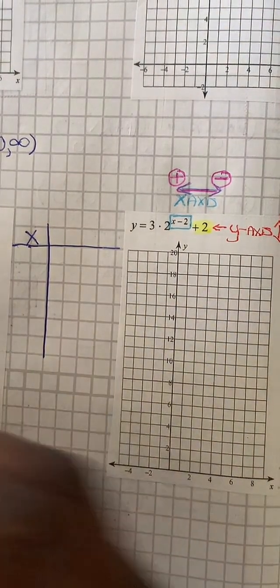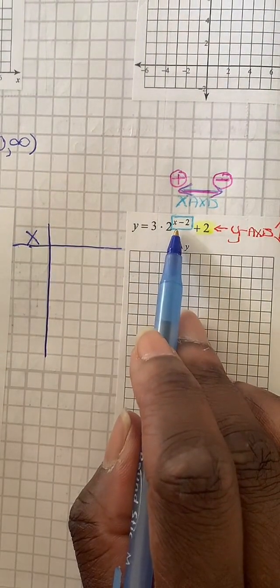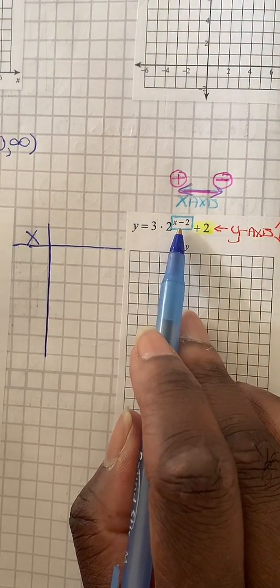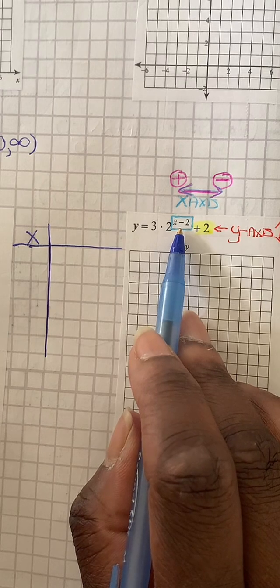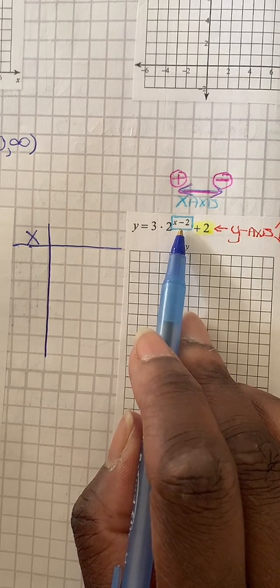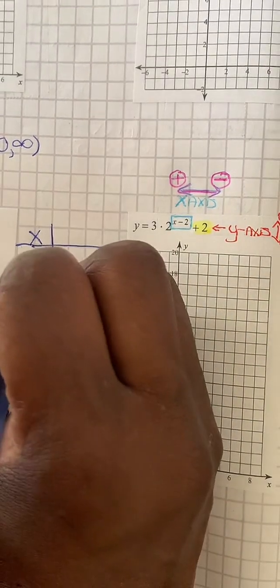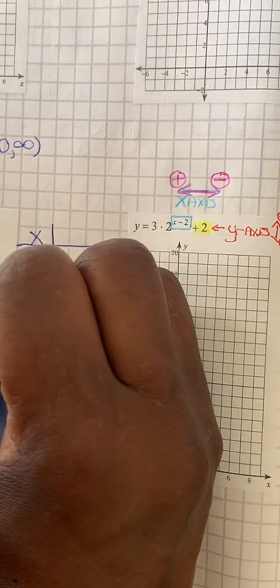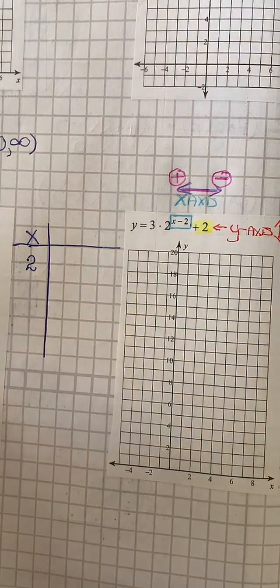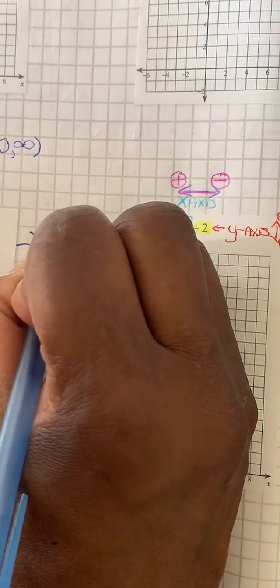All right, so what would make sense here? A 2 would make sense here. And I'm going to tell you why in a second.